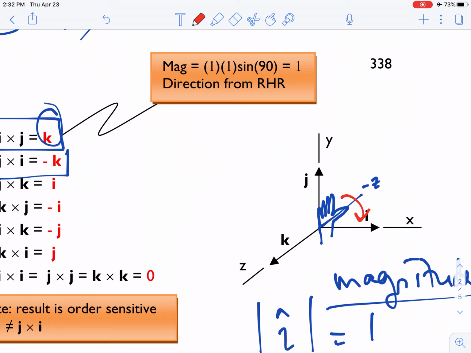And what is negative Z? It's negative k hat. Okay, so that's the direction of the resultant vector from the cross product. I'm going to talk more about it in the next video.